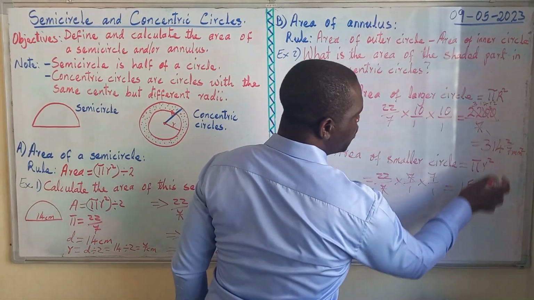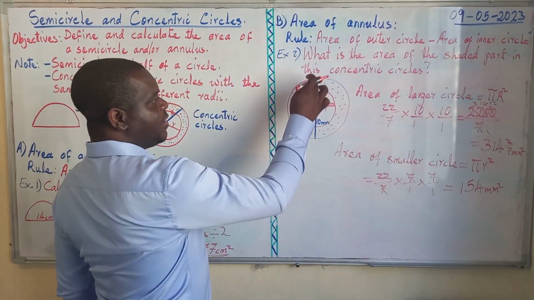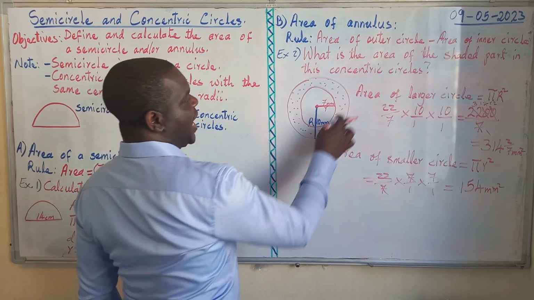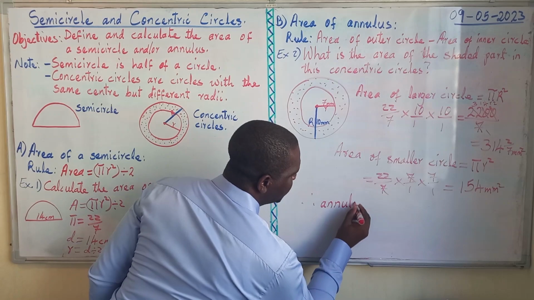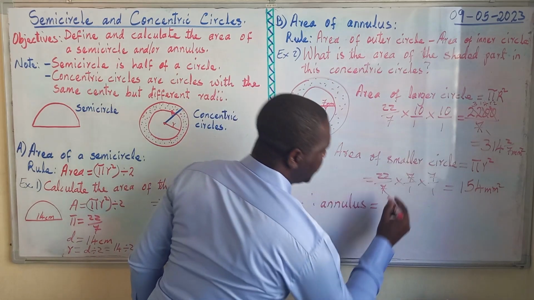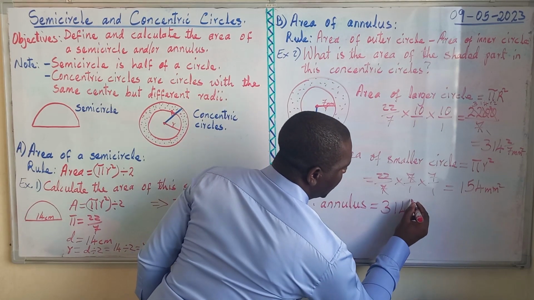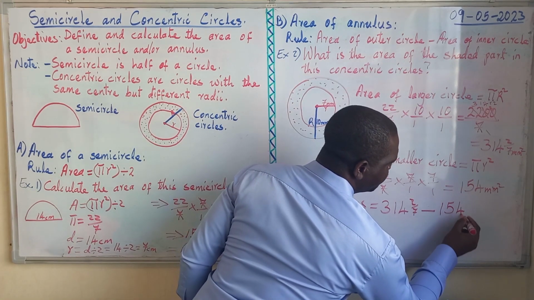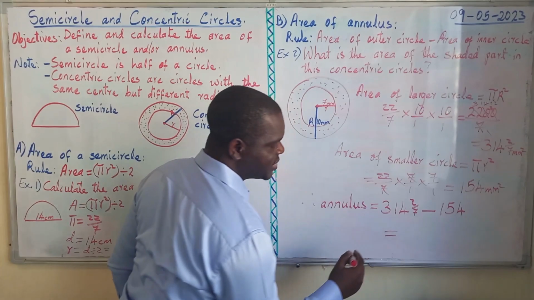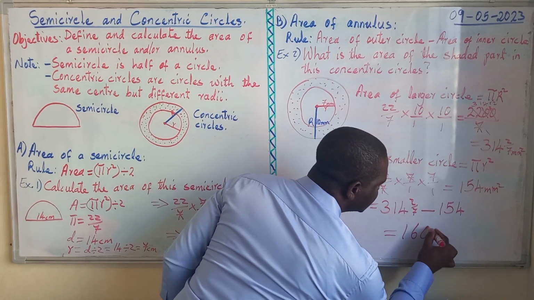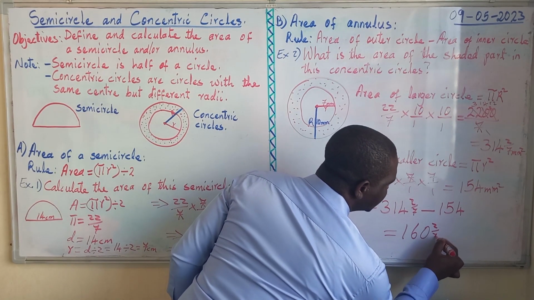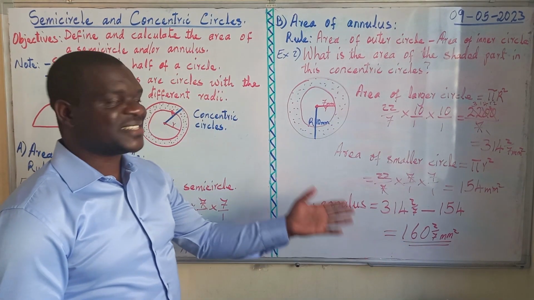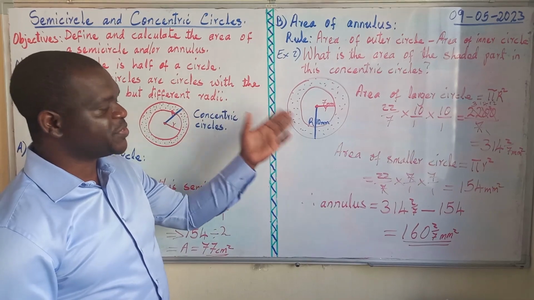We've had the two areas, that is area of the bigger circle and area of the smaller circle. So our annulus will be equal to 314 and 2/7 minus 154. And this is going to give us 160 and 2/7 millimeters squared. That's just it as far as annulus is concerned.